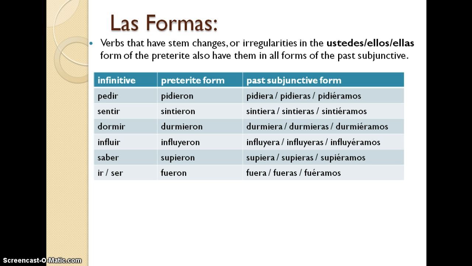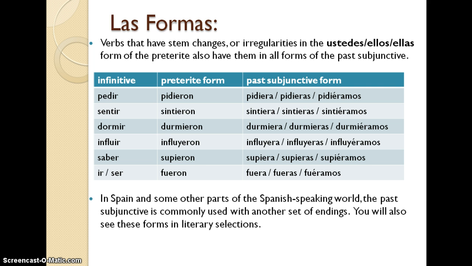So pidiera, pidieras, pidiéramos. Sintiera, sintieras, sintiéramos. Durmiera, durmieras, durmiéramos. Influyera, influyeras, influyéramos. Supiera, supieras, supiéramos. Fuera, fueras, fuéramos. And you should notice that all nosotros forms, be they regular, irregular, AR, ER, IR verbs, all have a written accent in the past subjunctive.